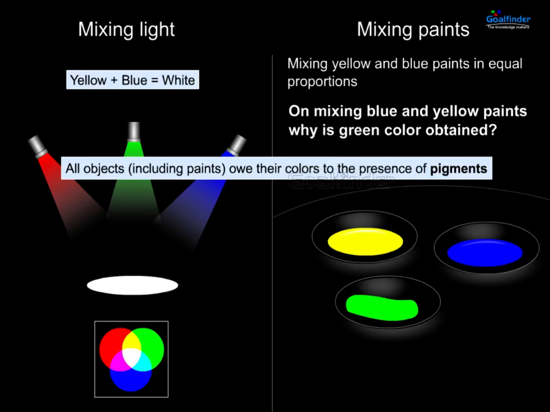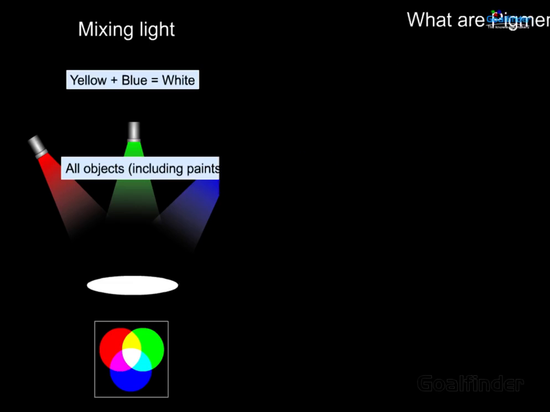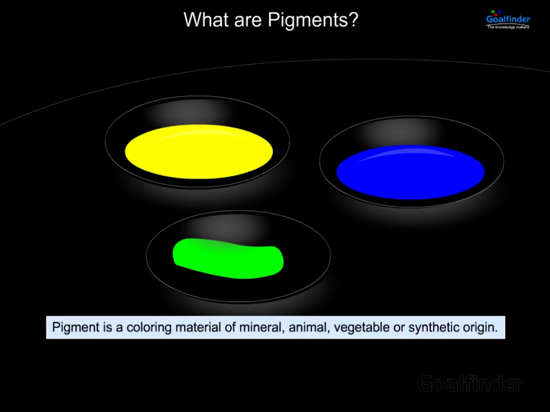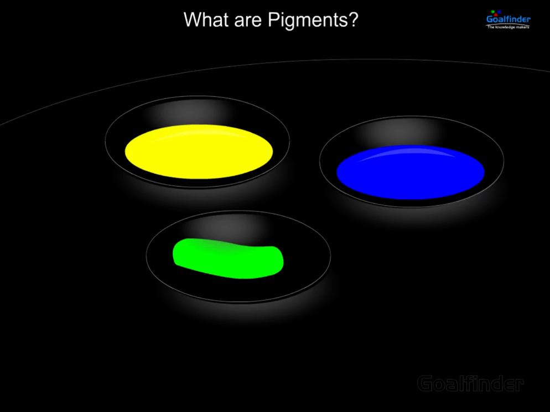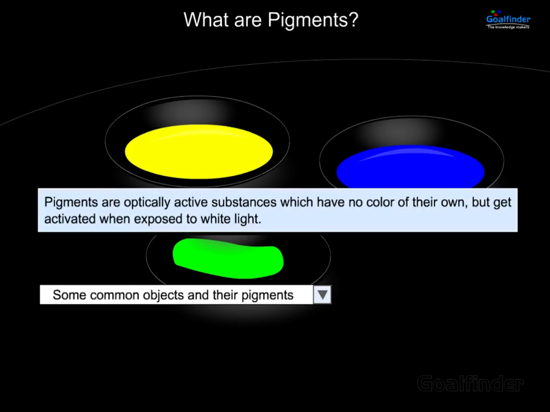All objects, including paints, owe their colors to the presence of pigments. What are pigments? Pigment is a coloring material of mineral, animal, vegetable, or synthetic origin. Pigments are optically active substances which have no color of their own but get activated when exposed to white light.